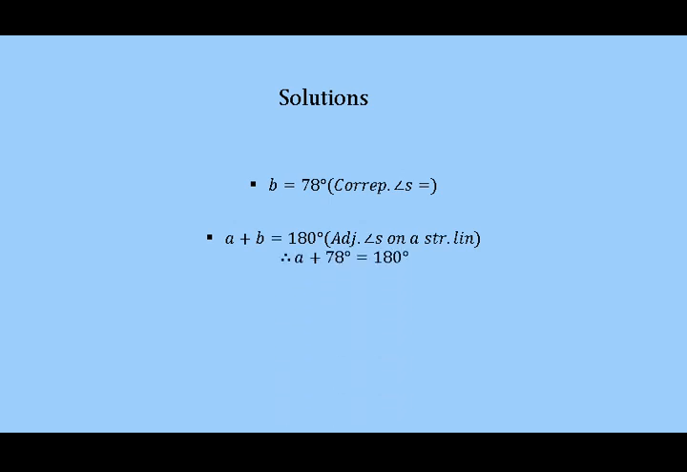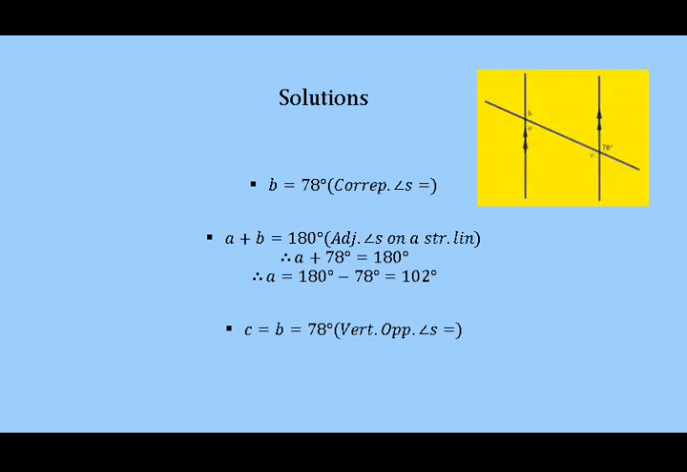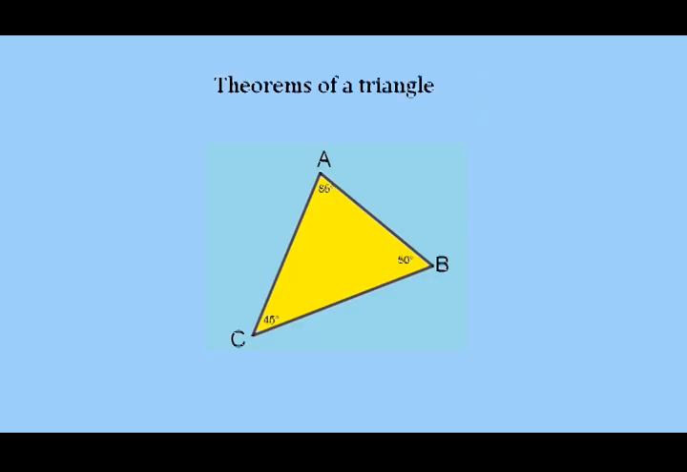Therefore, A plus 78 degrees equals 180 degrees. Then we solve for A. A equals 102 degrees. And then C equals B equals 78 degrees. Vertically opposite angles are equal.